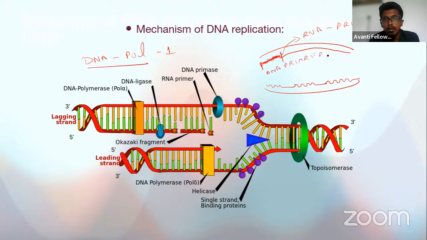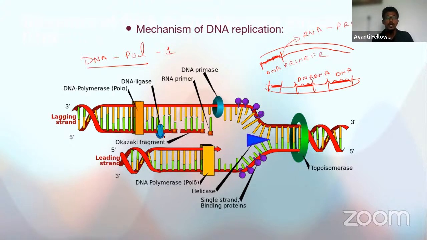Got it? Again, in the lagging strand, it will come, cut off all this RNA, remove it, and then replace it with what? DNA. So now what do we have? We have DNA, DNA, and DNA like this. You got my point?